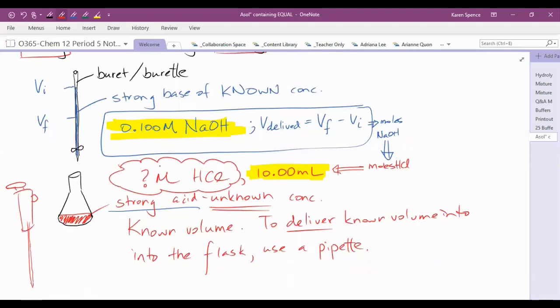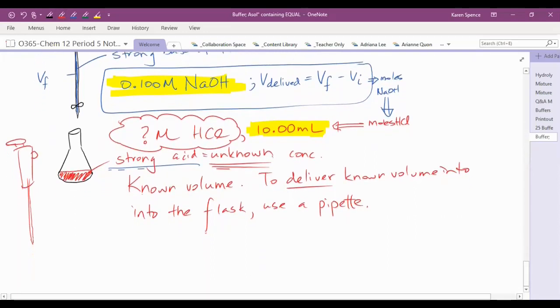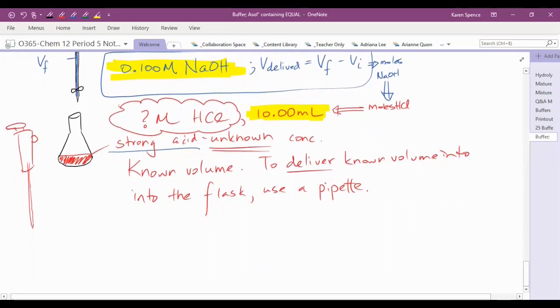If you feel like you need any practice on that, I can put up a practice sheet just on straightforward, let's find the concentration of the unknown solution. If you feel like you don't need that, don't feel obliged to do it.